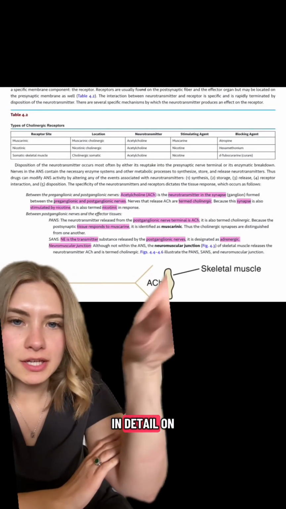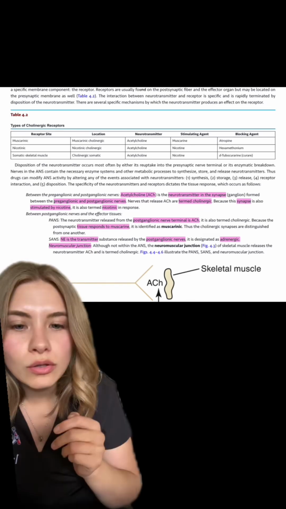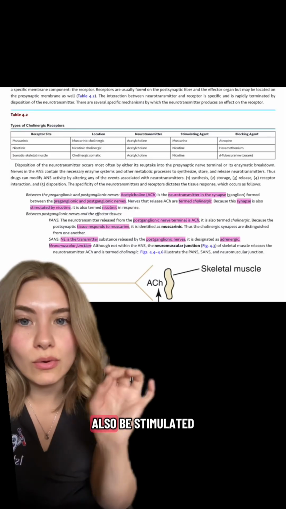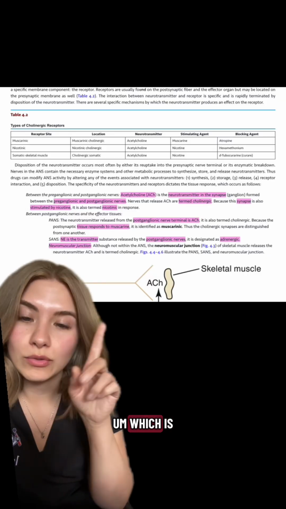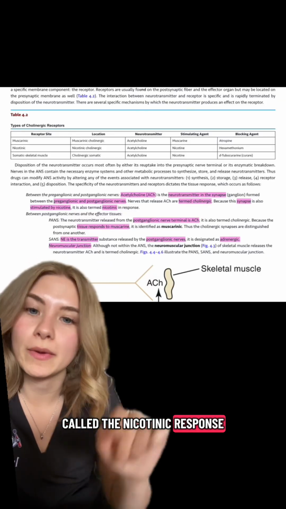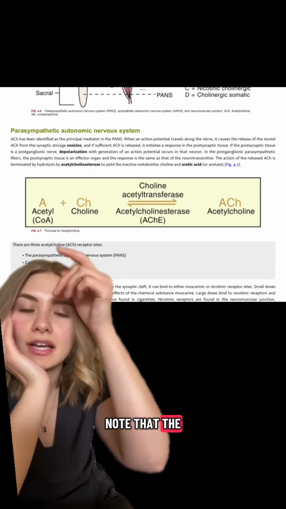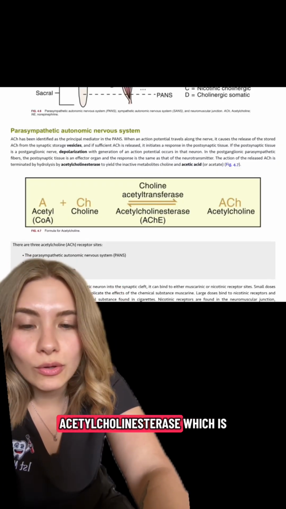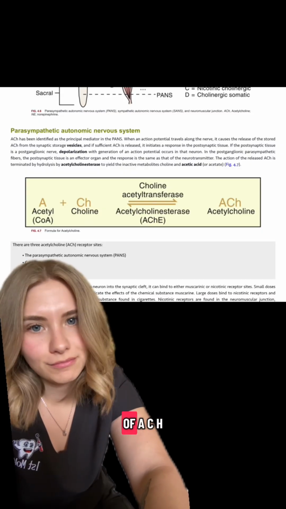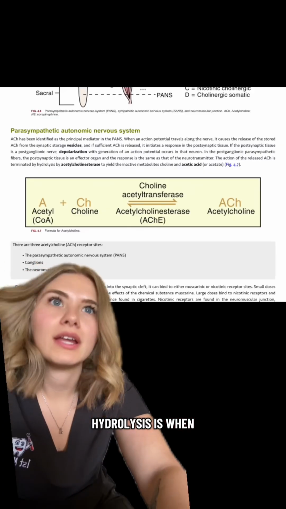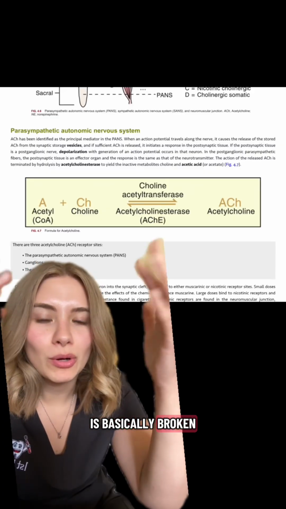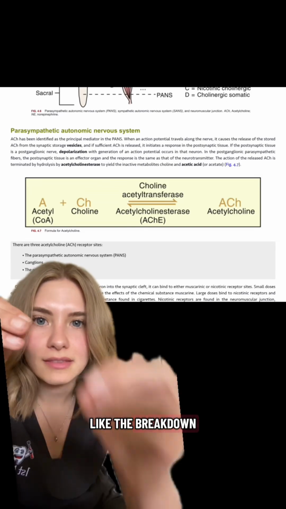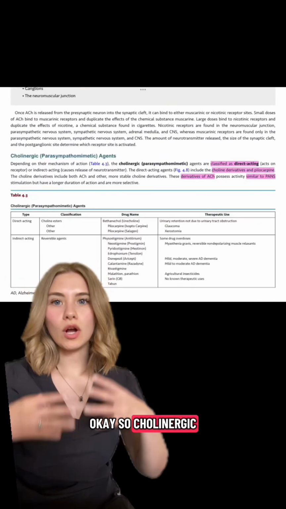And here's a little bit more in detail on why it's called certain names. So nerves that release ACH are termed cholinergic, or it can also be stimulated by the nicotine, which is why it's also called the nicotinic response. It's important to note that the ACH is terminated by hydrolysis by acetylcholinesterase, which is like the enzyme of ACH. Hydrolysis is when the chemical compound is basically broken down by water, because hydro is water, lysis is like the breakdown of a cell. Okay, so cholinergic, what is that?